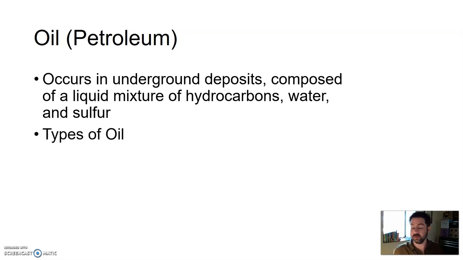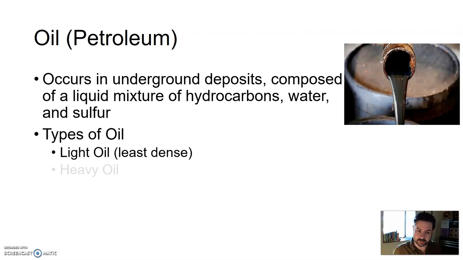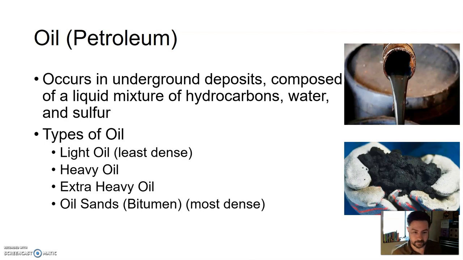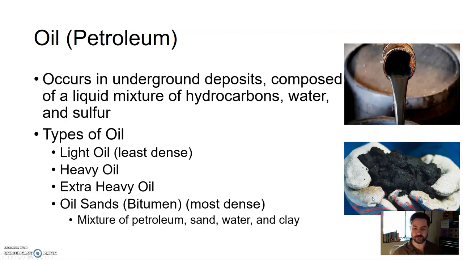There are different types of oil. There's light oil, which is the least dense, so least energy rich, then heavy oil, extra heavy oil, and oil sands, bitumen, most dense. So going from liquid to almost like, did you ever play with kinetic sand? That's kind of weird sand you can mold. If you've never done that, imagine sand mixed with Play-Doh, wet Play-Doh essentially. Wet sand mixed with Play-Doh kind of gives that weird consistency. That's what bitumen is. It's a mixture of petroleum, sand, water, and clay. So almost like that kinetic sand.